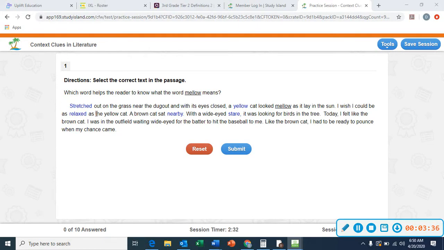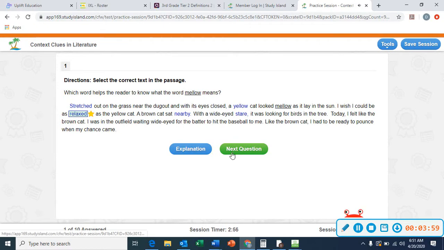Does stretched help you know what mellow means? Remember, how did you feel when you were laying in the sun? Did you feel stretched? Did you feel yellow? Did you feel relaxed? Did you feel nearby? Or did you feel stare? Correct. You felt relaxed. Relaxed helps you understand what the word mellow means. Next question.